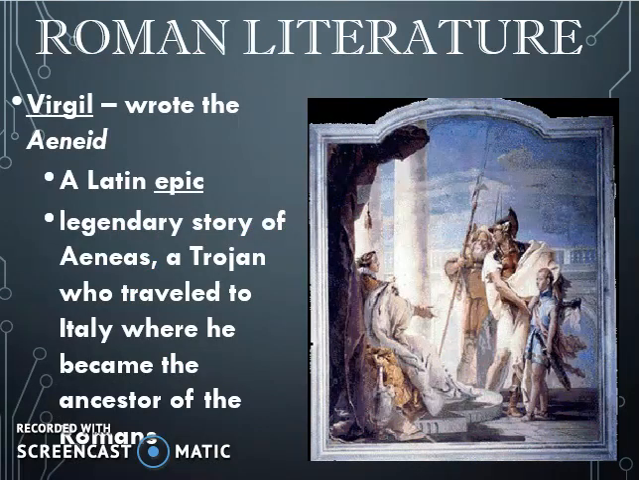In terms of literature, Virgil was a very important writer in the Roman Empire. Virgil wrote the Aeneid, which was a Latin epic, and it was a legendary story of Aeneas, a Trojan who traveled to Italy, where he became the ancestor of the Romans. So if you remember when we talked about Romulus and Remus, believed to be the founders of Rome, the twin brothers, it is believed that they came from a line connected with Aeneas. They were descendants of Aeneas, according to legend.